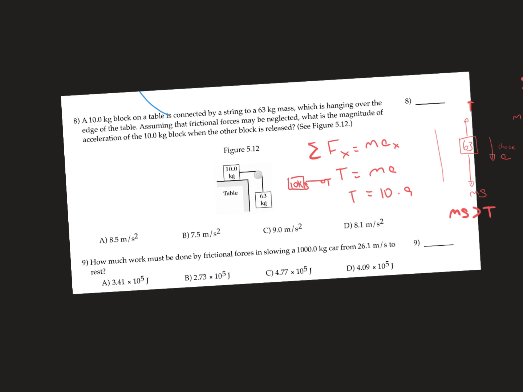So in this problem, they're giving us that there's a 10 kilogram block on a table that is connected by string to a 63 kilogram mass, which is hanging over the edge of the table. Now, assuming that the frictional forces may be neglected, they're asking us about the magnitude of the acceleration of this mass of 10 kilograms when the other block is released.